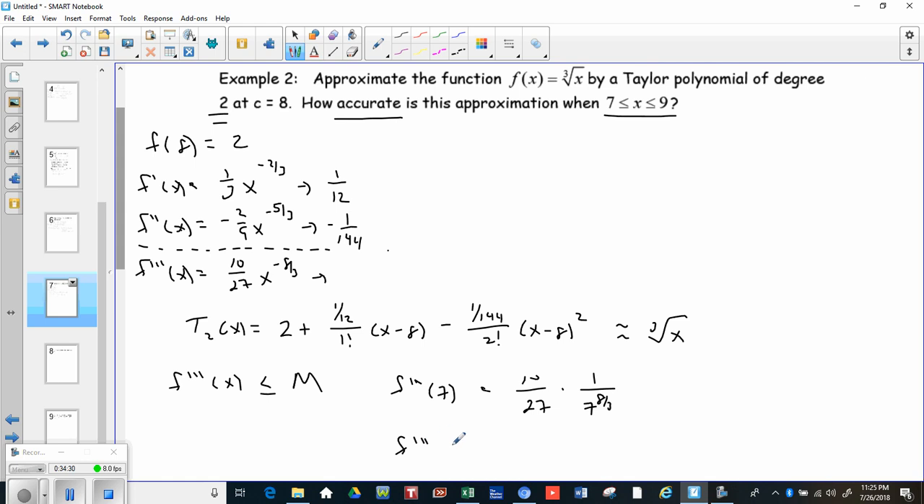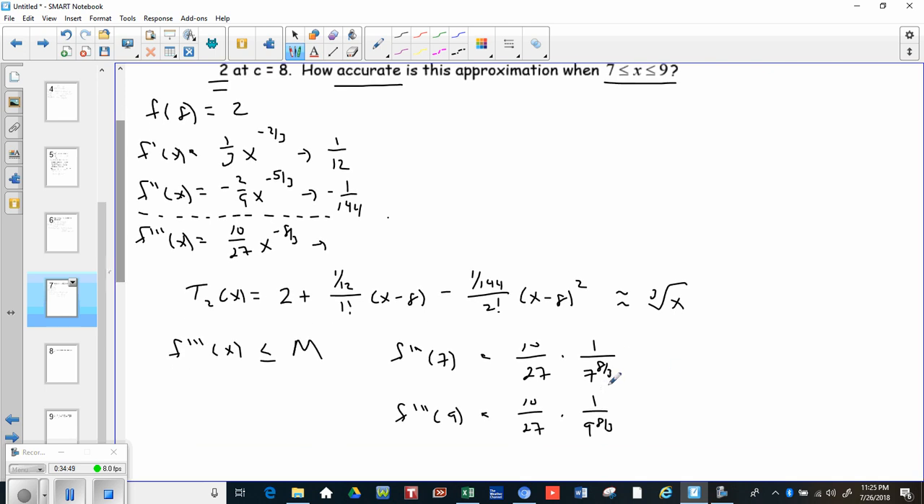If I did this evaluated at the other endpoint, 9, because they're both the same distance away from 8, that's going to be 10 over 27 times 1 over 9 to the 8/3 power. I'm not worrying about trying to figure out what these are right now, but what I can do is figure out which one is greater.